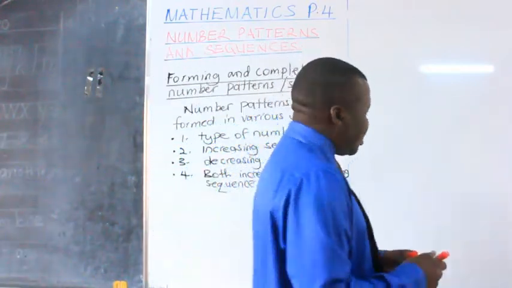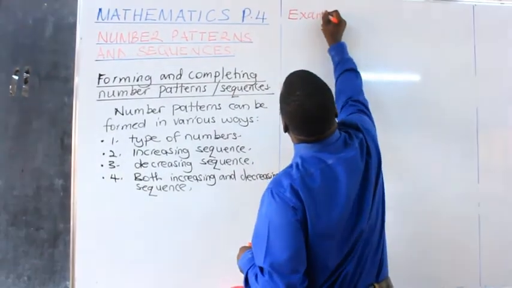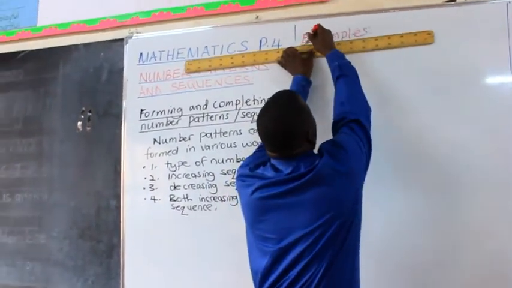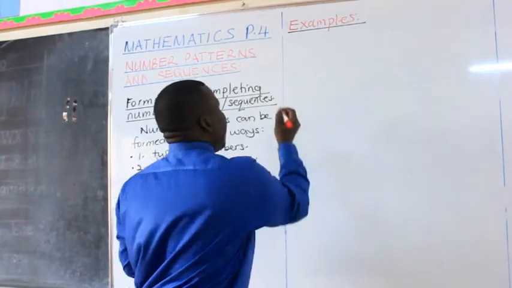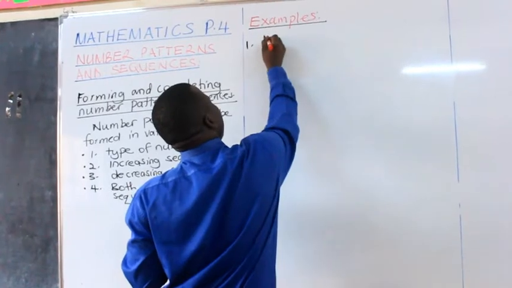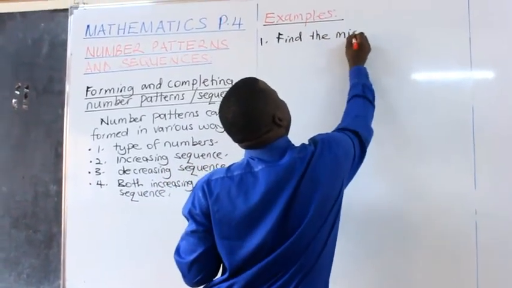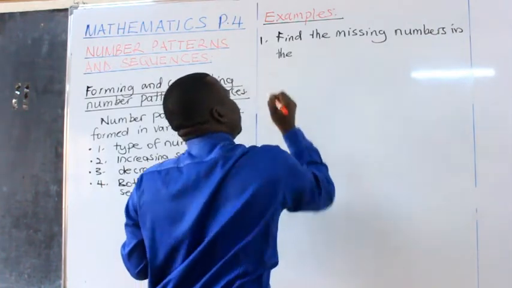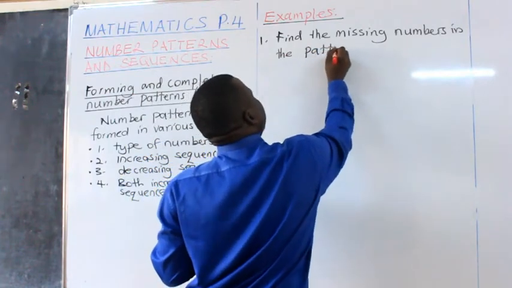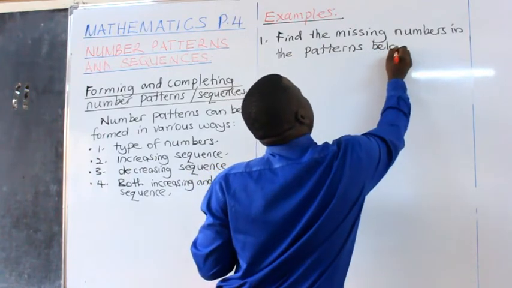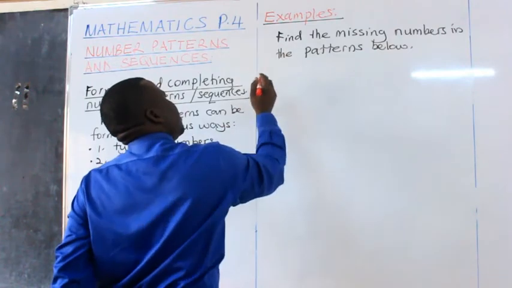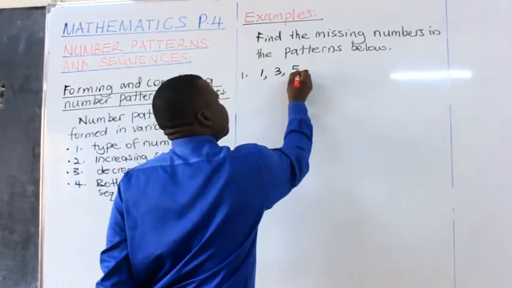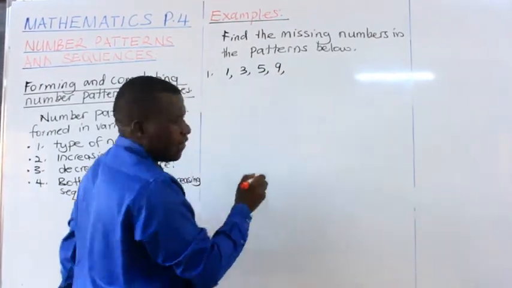So let's quickly go to our examples. Let's begin by looking at the examples. So in our examples, let's begin with our example number one. They are saying find the missing numbers in the patterns below. Okay, so we shall just have that as an instruction, but let's begin with number one. So our number one here, we have 1, 3, 5, okay, 9, then we have dash.